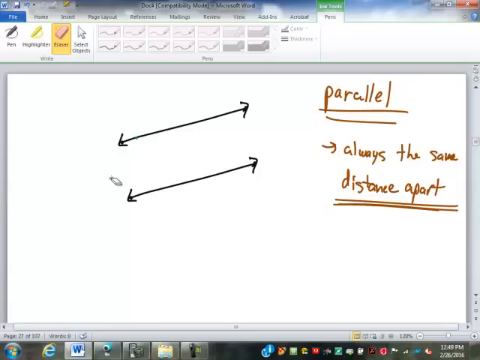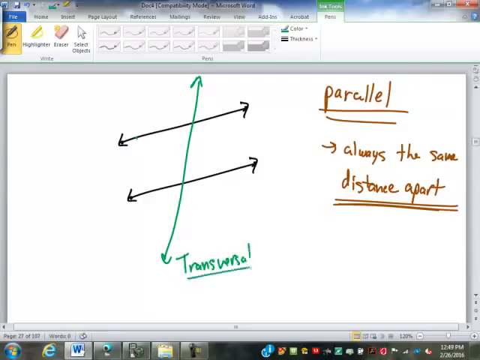So anyway, with our parallel lines here, let's take another line and cut across them like this. That line that cuts across them is called a transversal. A transversal actually cuts across any two lines, but it's more interesting when it cuts across parallel lines. When I have two parallel lines, I have a set of parallel lines cut by a transversal.